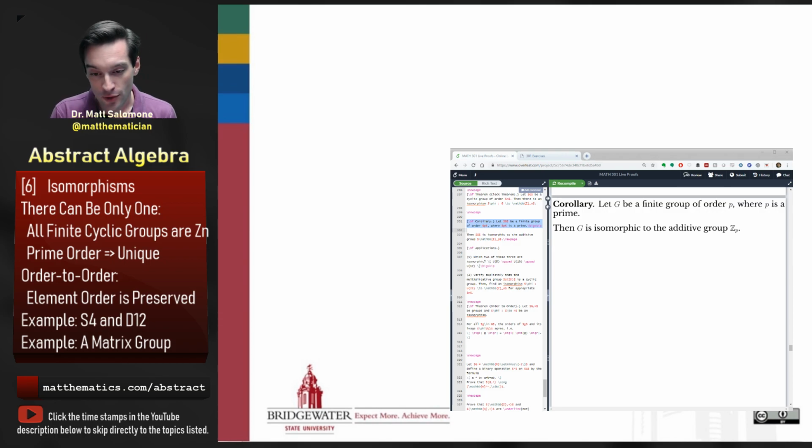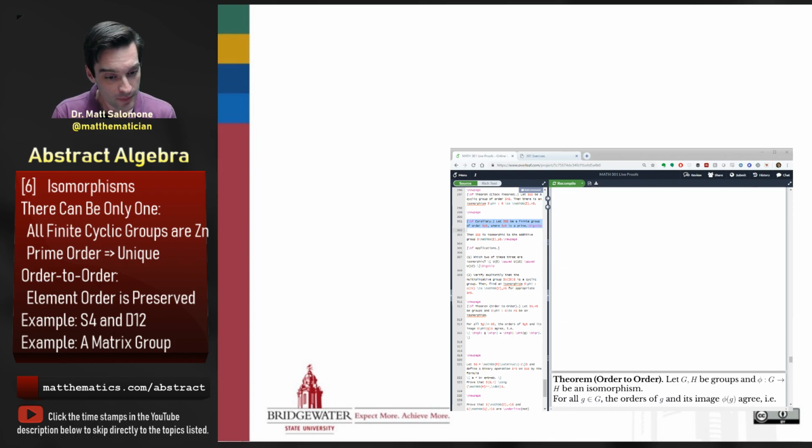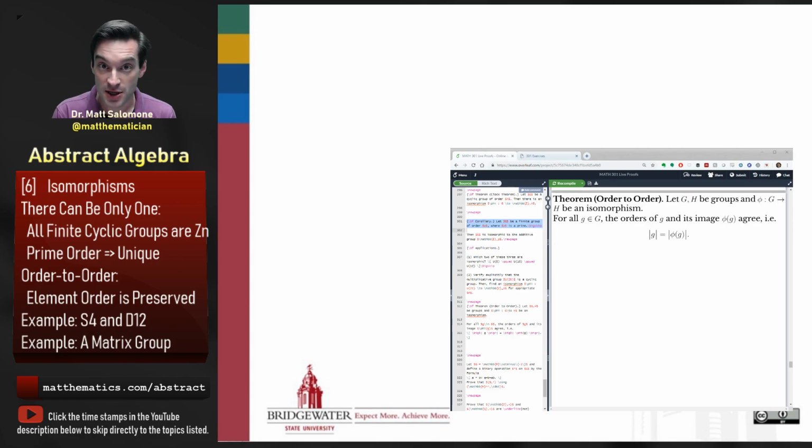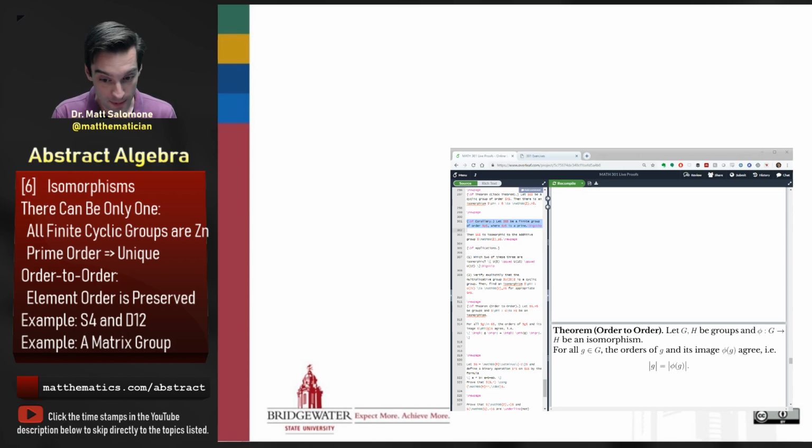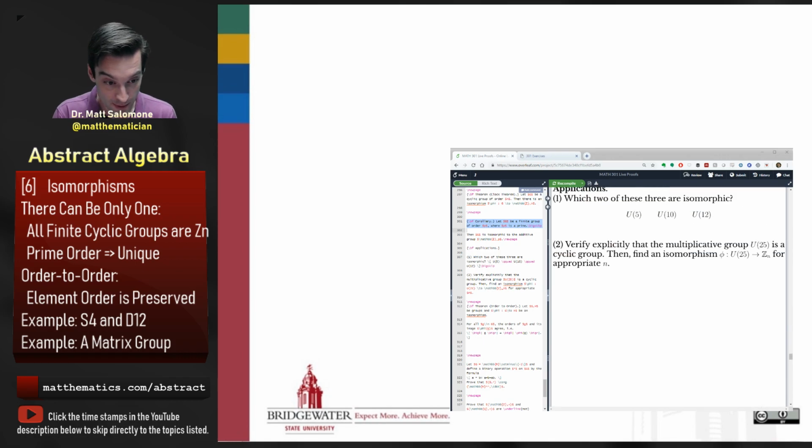Then I want to go to an example of how we use isomorphism in the service of a proof. I actually want to go through and prove the order-to-order theorem, which says that if you give me an element g in a group capital G, then that element has the same order as its image under any isomorphism from G to another group. So that'll be a chance for us to flex our proof muscles a little bit.